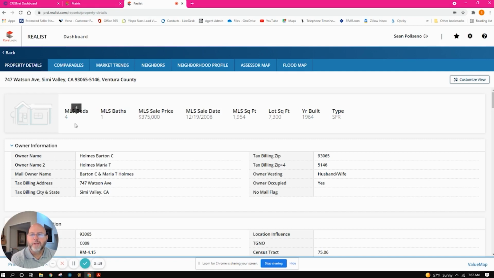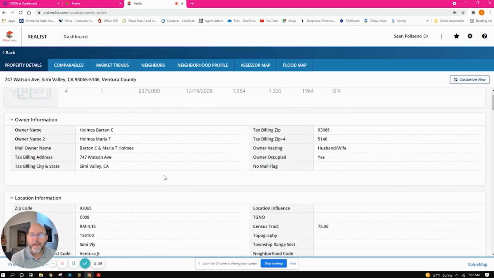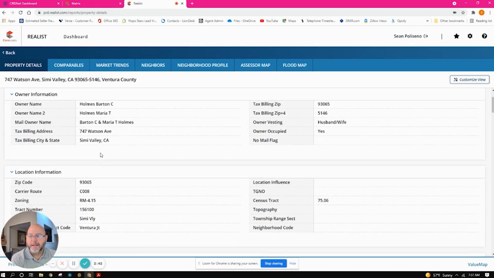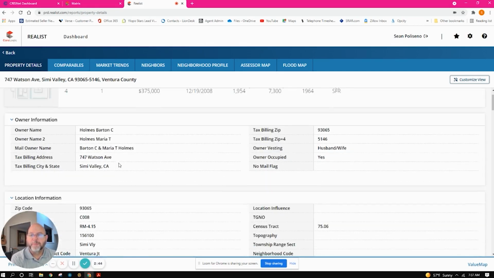It's a 4 bedroom. It's got 1 bathroom according to the MLS. And this is all data that's pulled actually from the MLS and or title data. 1,954 square feet on a 7,300 square foot lot, built in 1964, and it was last sold in 2008. Okay, my client is Maria and Barton Holmes. I'm meeting with them today, and I'm going to go ahead and print them up the CMA.